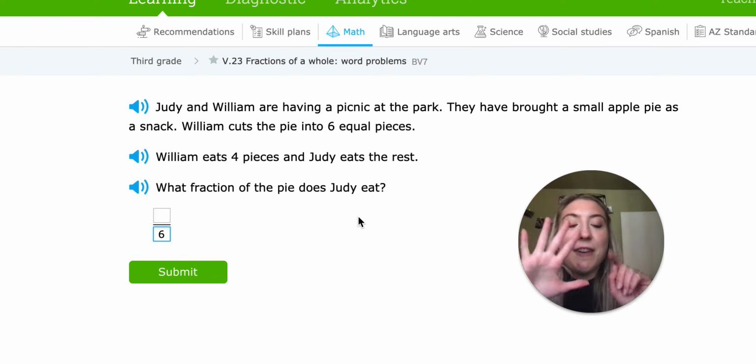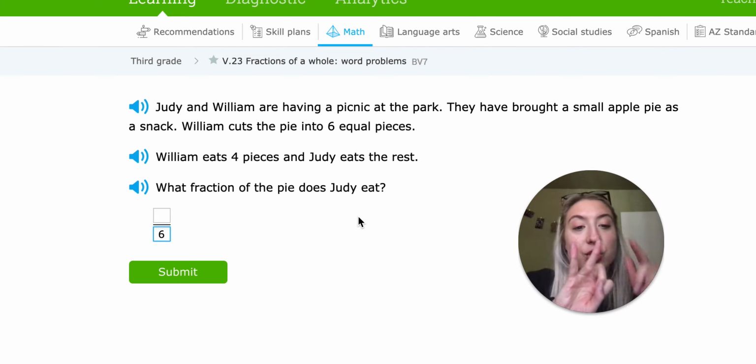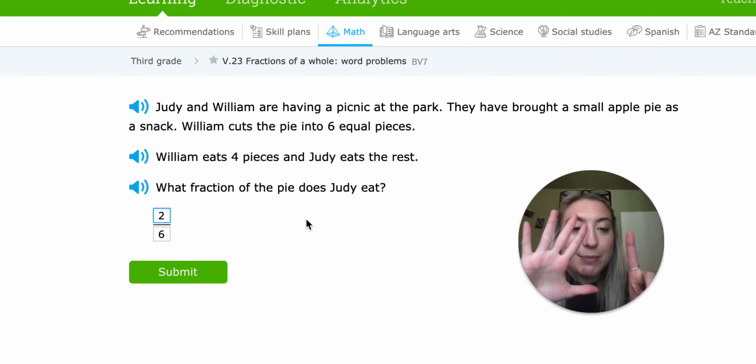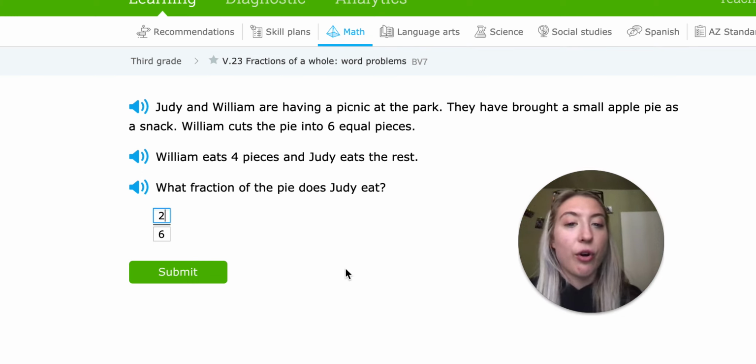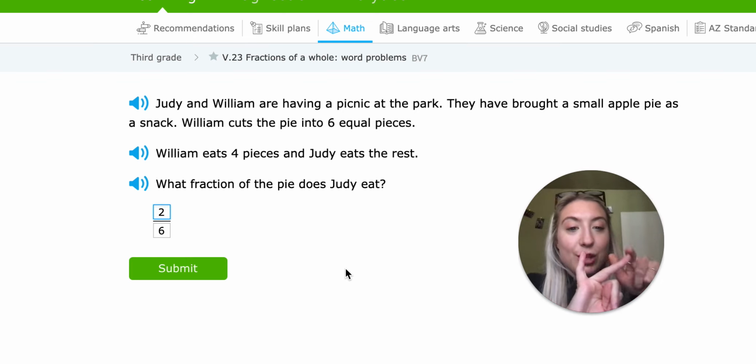So it says it's divided into 6. William eats 4 pieces. So that's 1, 2, 3, 4. And then it says Judy eats the rest. So I have 2 fingers left. So Judy ate 2 out of the 6 pieces. So that would be our numerator. So I took the total 6 pieces. They don't tell us how many Judy ate. We have to figure it out on our own. So I'm taking 6, the total, taking away 4, because that's how many William ate. I'm left with 2 pieces that Judy ate.